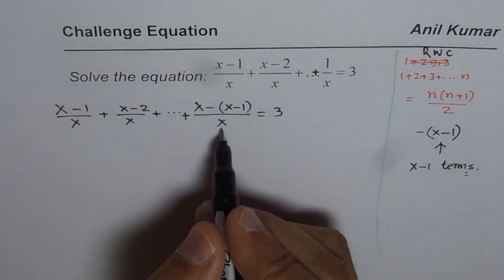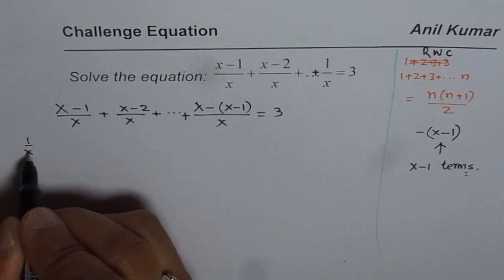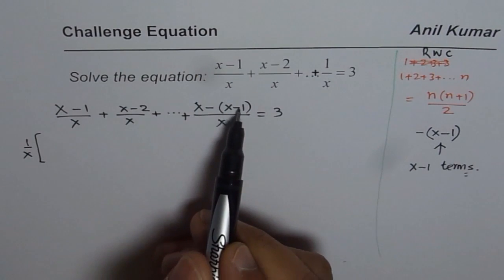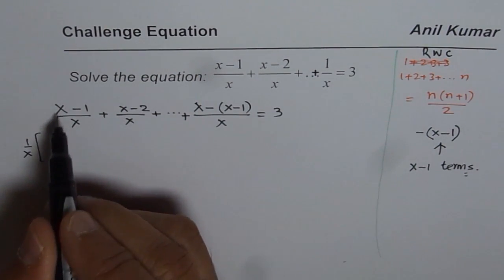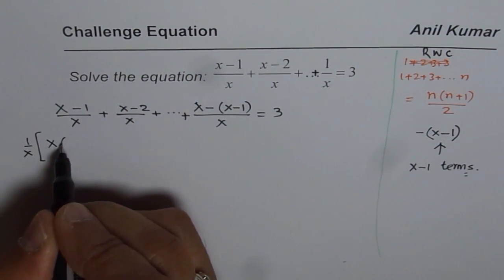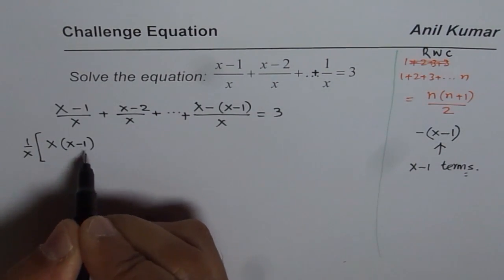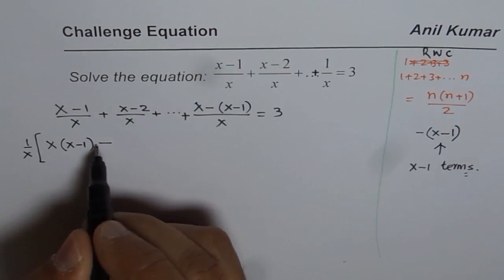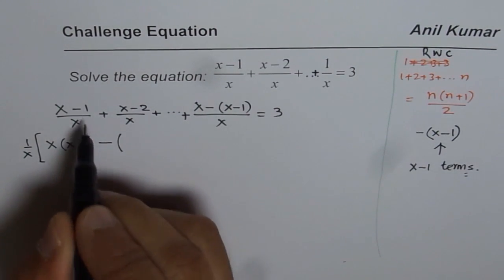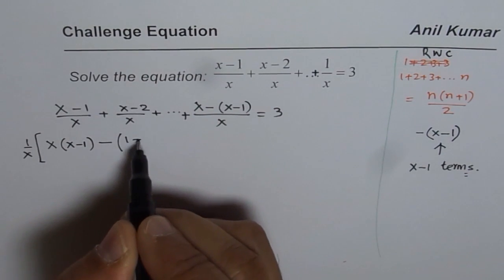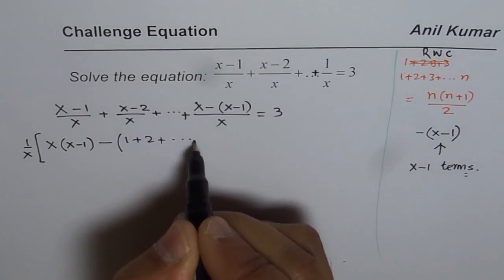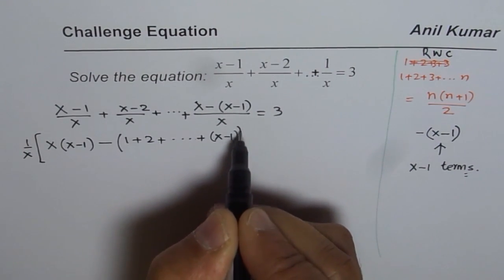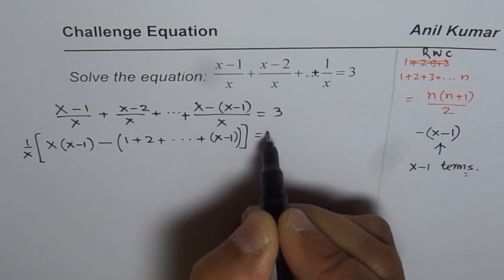Okay. Now let's take 1 over x common. Then within brackets, we get how many x's? x minus 1 x's, correct? So we could write the first term as x times (x minus 1). And then what numbers are we subtracting? Let's take minus 1 common, and this becomes all positive: 1 plus 2 plus so on till x minus 1. Do you get it? And all this should be equal to 3.